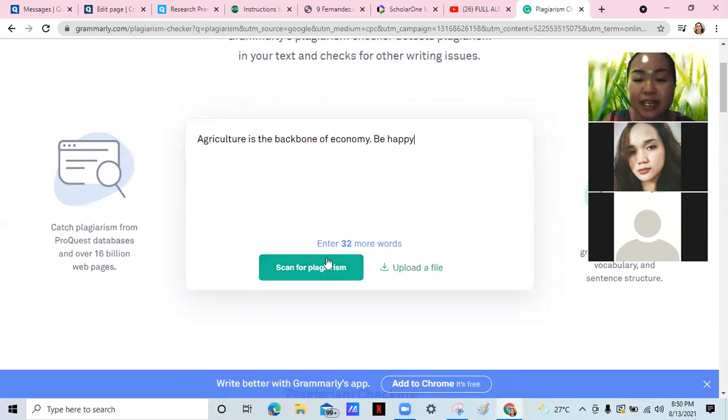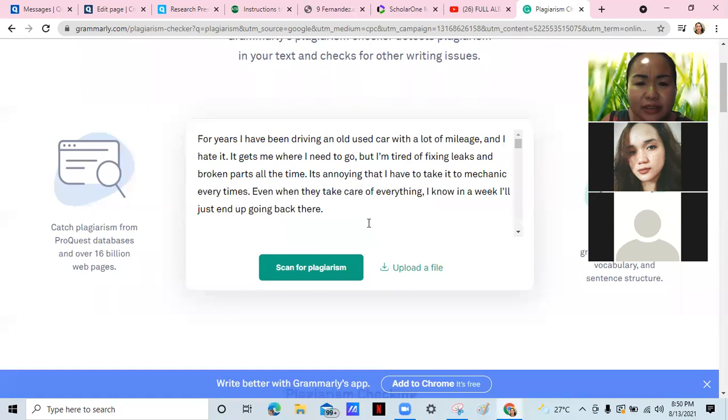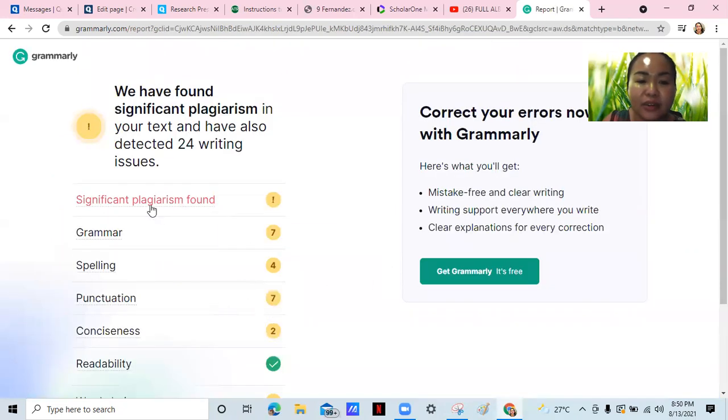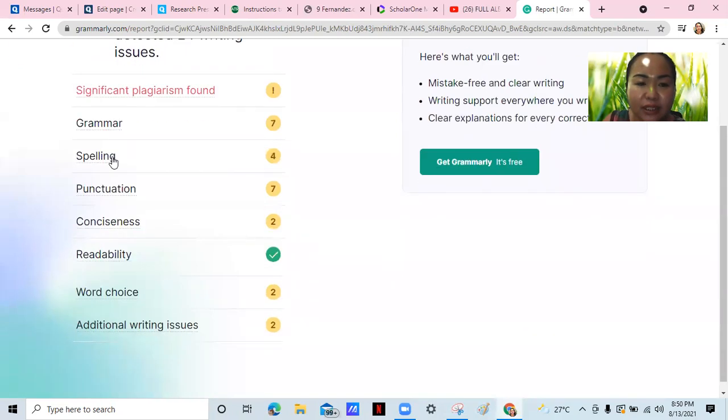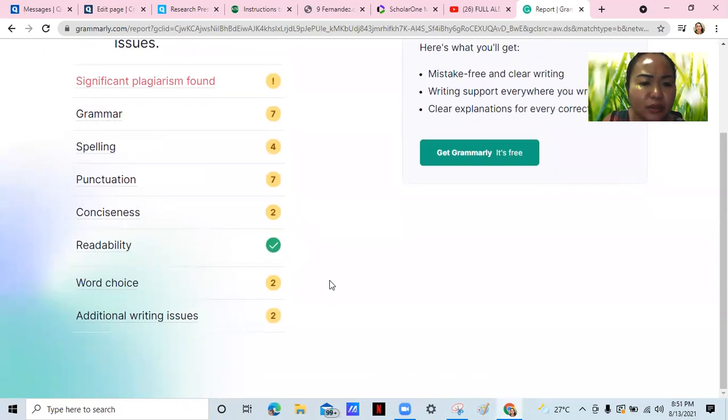Let's see. Let's just try and then scan for plagiarism. Or use our sample text. Okay, they have a sample text. They don't like short ones because there needs to be a limit. So, scan for plagiarism. You will see here that there is plagiarism found, which is significant. In terms of grammar, there are 7. And it should show here what they are.